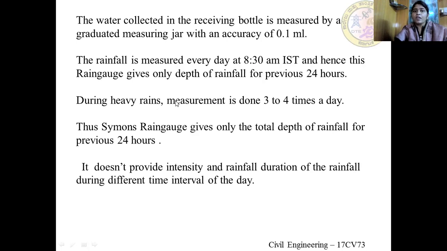Indian Standard Time, and this rain gauge gives only depth of rainfall for the previous 24 hours. So during heavy rainfalls, the measurement is done 3 to 4 times a day. So the Simmons rain gauge gives only the depth of rainfall for the previous 24 hours. It doesn't give any recording directly. So it doesn't provide even intensity and rainfall duration of the rainfall during different time intervals of the day.